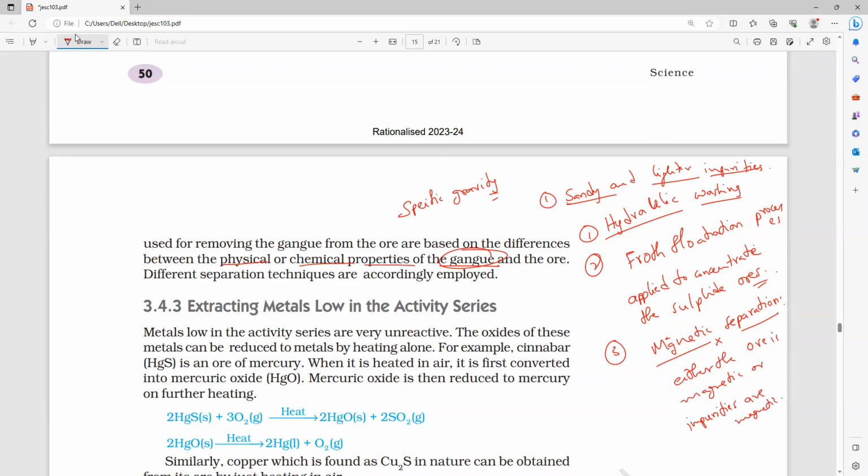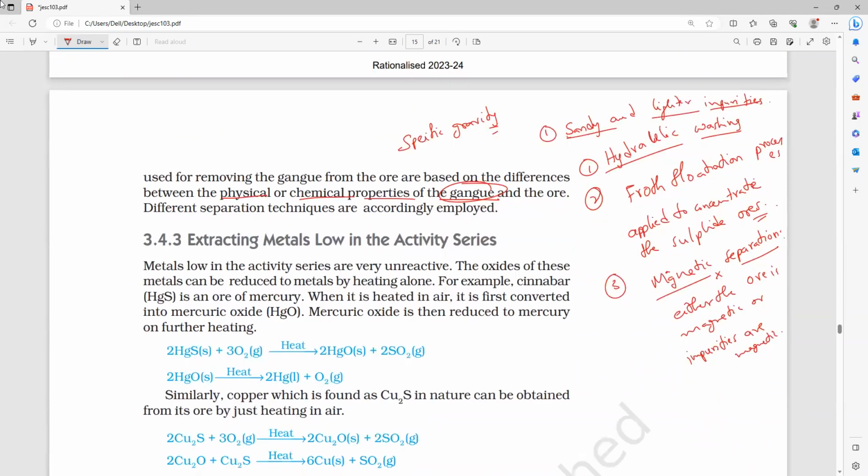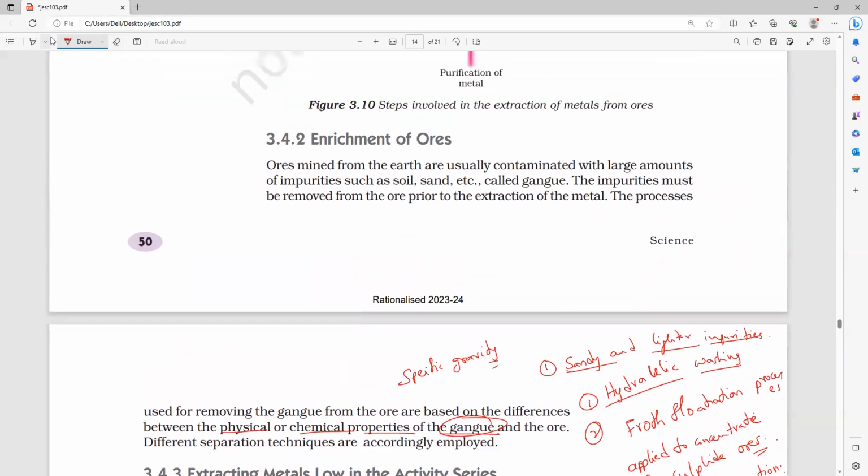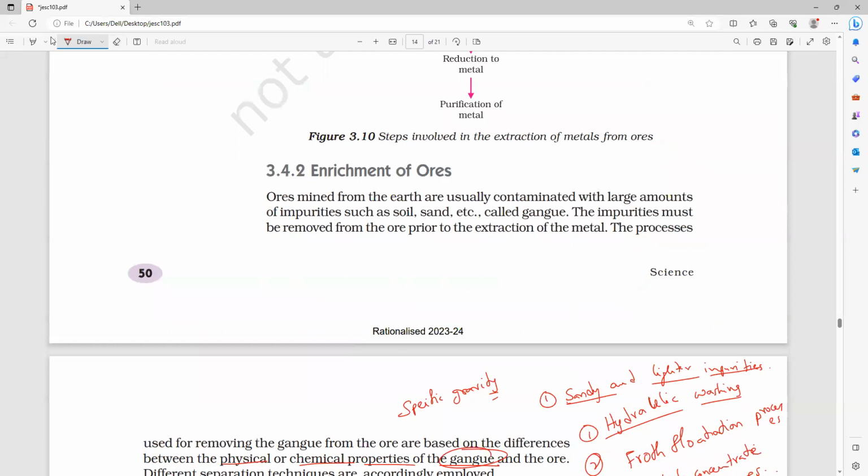So that is what you have to remember. Okay, this is the third method. And the last method is leaching. This is the method where we will basically use a chemical. This is actually the chemical separation method.